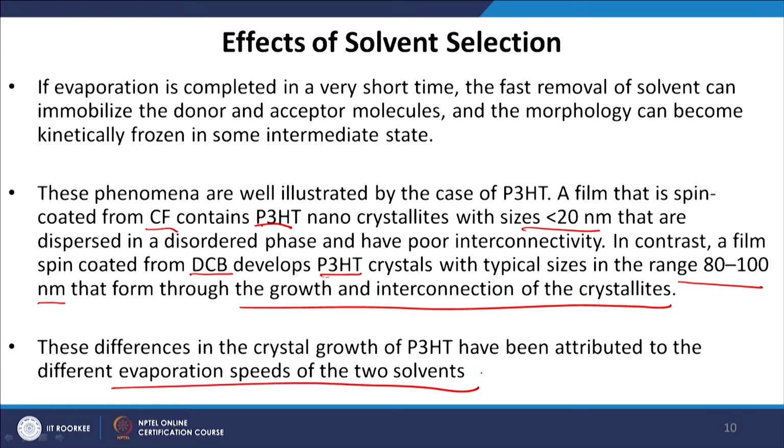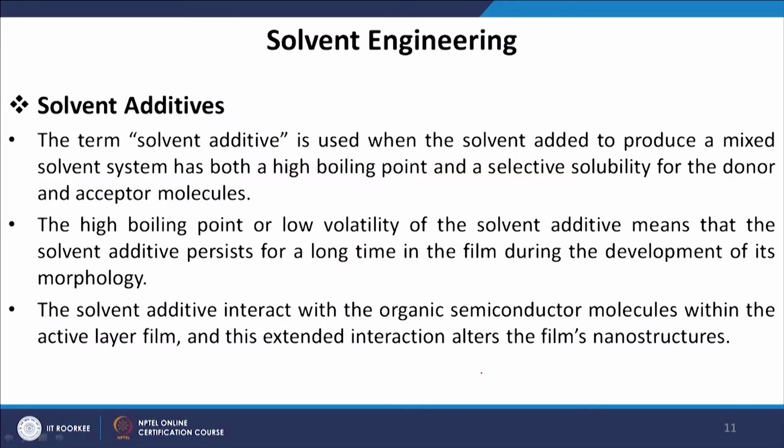As I mentioned, the way the two solvents evaporate is completely different. If their boiling points are different, then one of the solvents will leave faster than the other. So, if the solvent leaves in a faster way, it will not give enough time for the material to crystallize or to grow a larger crystal grain. Whereas, if the solvent evaporation is slow, then the kinetics of the crystal growth becomes more controlled and you get larger crystallites. The next important part is the solvent additives.